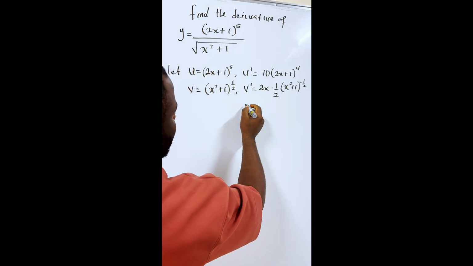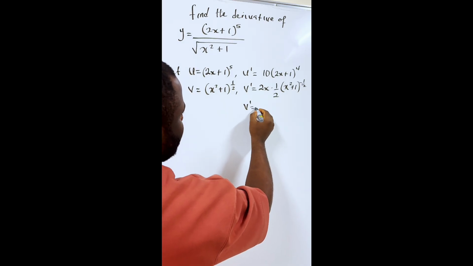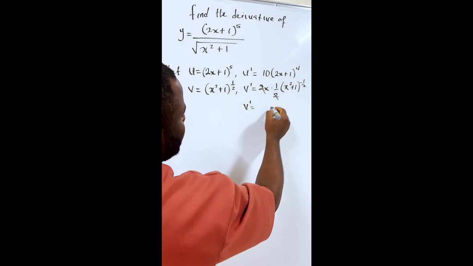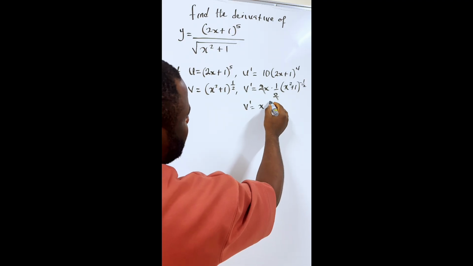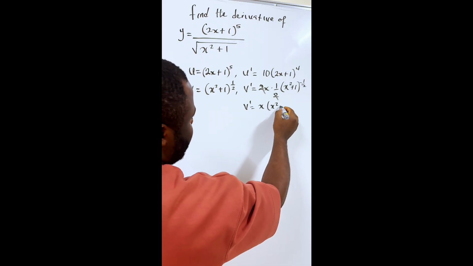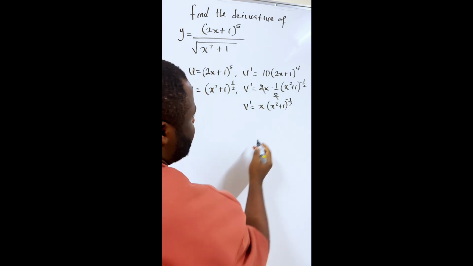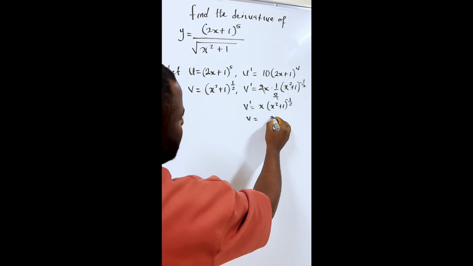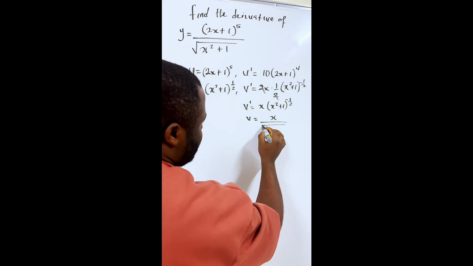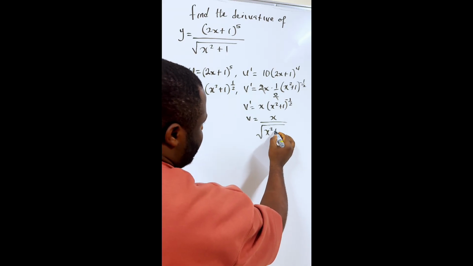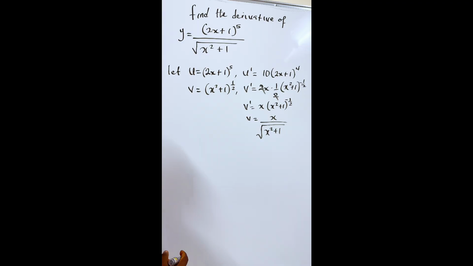This can give rise to, v prime can give rise to, this will cancel this. You have x multiplied by (x^2 + 1)^(-1/2). So this is the same thing as x over the square root of x^2 + 1. So it's still the same thing. So let's now apply it. Let's apply our quotient rule.